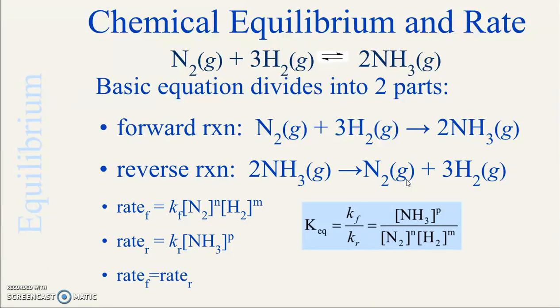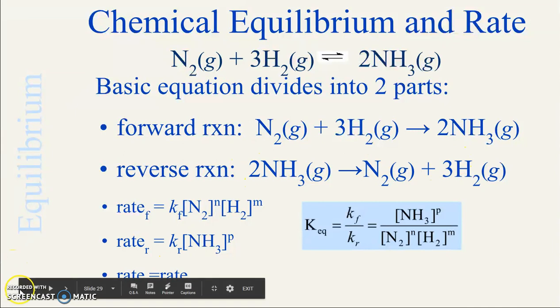So let's look at an example, an actual reaction. This is the one making ammonia. We've got nitrogen gas plus 3 hydrogens gives us 2 ammonias, or 2 NH3s. You can basically divide this reaction into 2 parts, one being the forward reaction, the other being the reverse reaction. Our forward reaction is N2 plus 3H2 gives us 2 NH3. The reverse reaction is the product going back to the reactants.